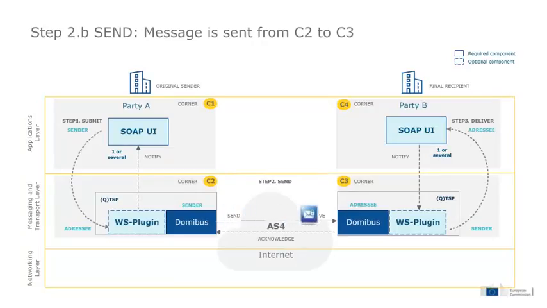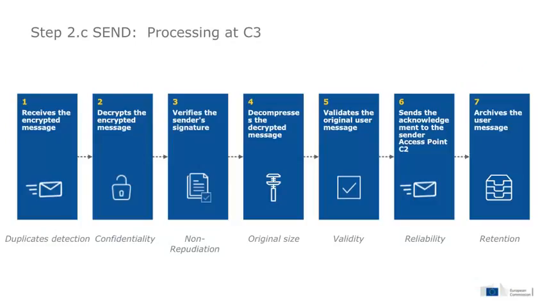In this depiction, we see that the message has left C2 and has arrived at C3. Now C3 is going to process this new message. Once C3 receives the encrypted message, it first starts by decrypting the message. It verifies the sender's signature, also stores the sender's request, and decompresses this message. It validates the origin of the user's message and sends an acknowledgement to its access point, to C2 in this case. And then it archives the user message.